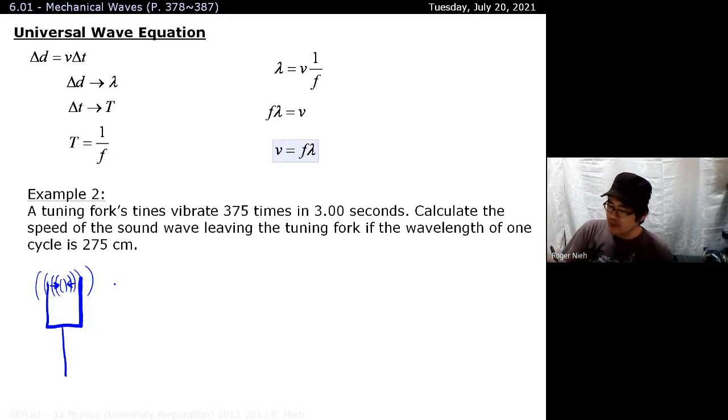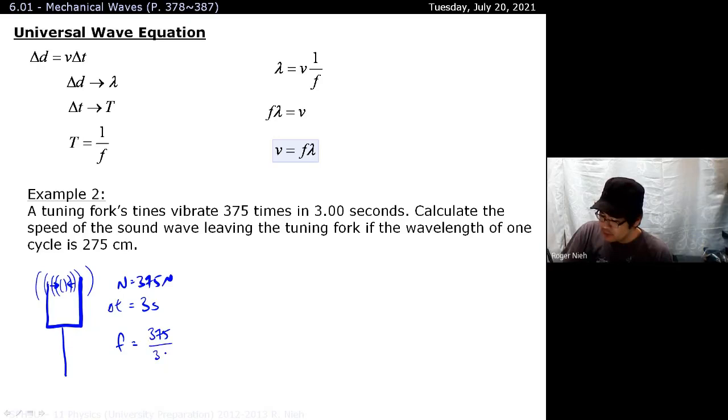Okay, so this tuning fork vibrates, so the number of occurrences is 375 times in the duration of 3 seconds. And it repeats itself over and over again so we can find out the corresponding frequency. So frequency is equal to 375 divided by 3 seconds, which will give us 125 per second. Again, instead of calling it 125 per second, because that's just hard on the eyes, we'll just name it hertz, 125 hertz. Okay.